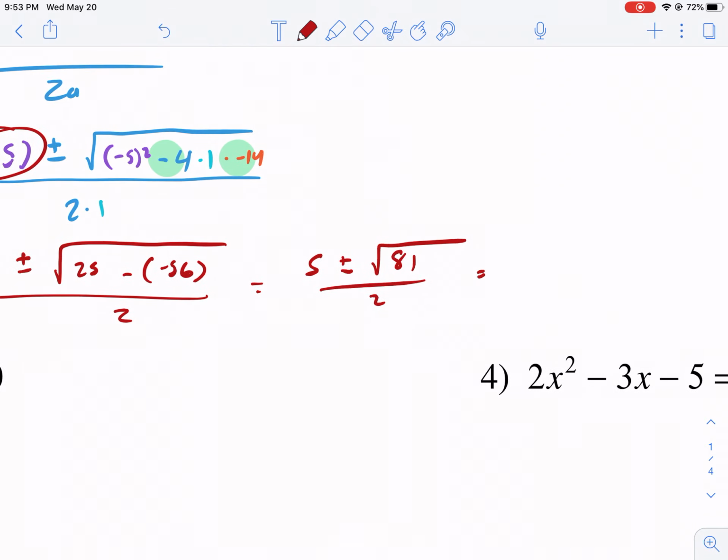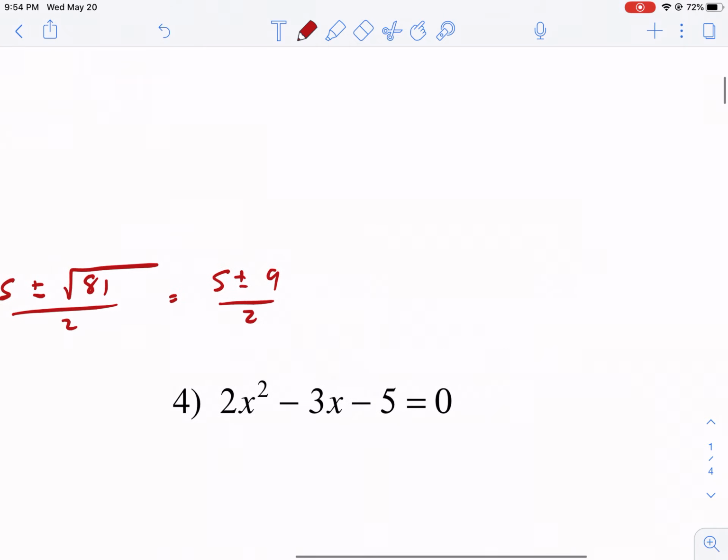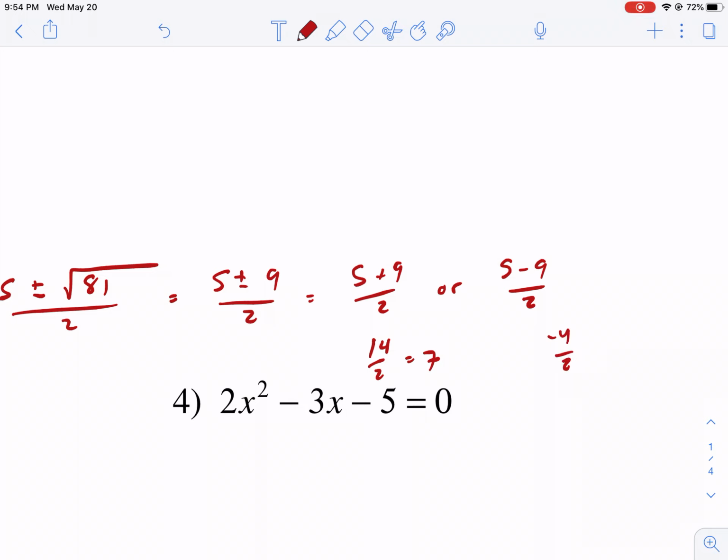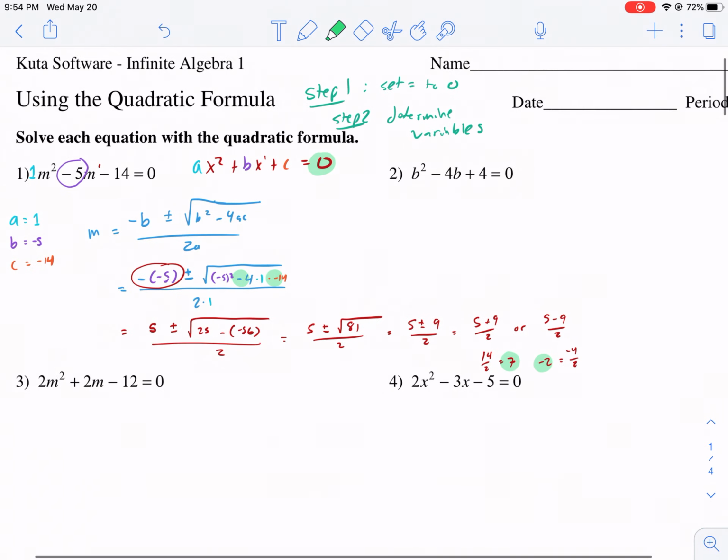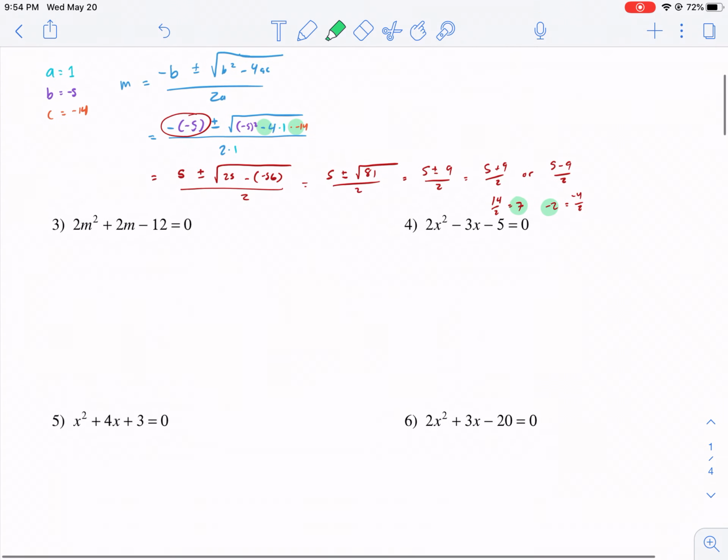Well, what does that equal? That's 5 plus or minus 9 over 2. So now we say 5 plus 9 over 2, or 5 minus 9 over 2. These are the two answers. 5 plus 9 is 14 over 2, which equals 7. That's one answer. Or 5 minus 9 is negative 4 over 2, which equals negative 2. So here are our two answers: 7 or negative 2 for number 1. That is how we do this problem.